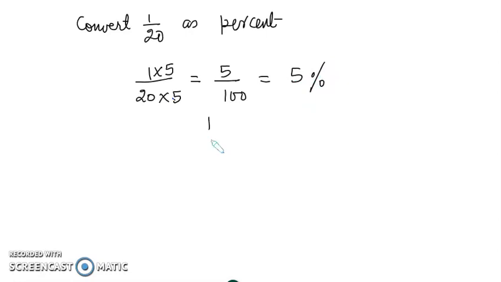Which means 1 by 20 expressed as percent will be 5%. 1 by 20 expressed as percent is 5%. I hope it is clear so far.